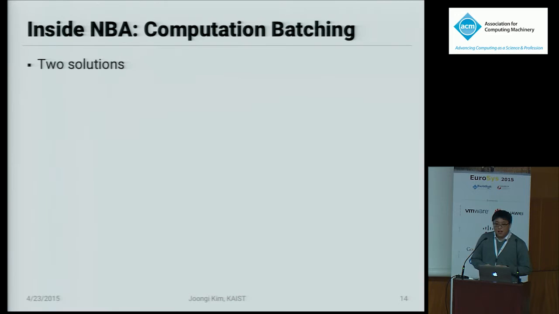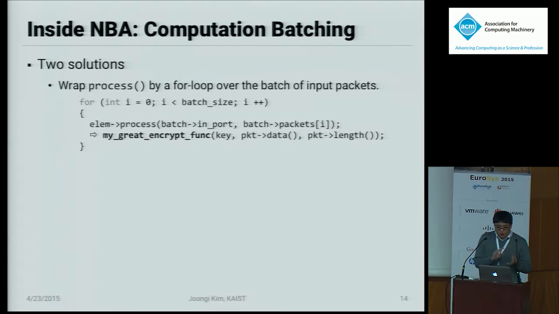Then, how is that possible? So, there are multiple factors that give a performance boost. But the major performance gain for a single thread comes from computation batching. And to implement computation batching, we apply two solutions. The first one is to just wrap packet processing handlers with for loops over the batch of input packets. That's it. It has no other tricks here.